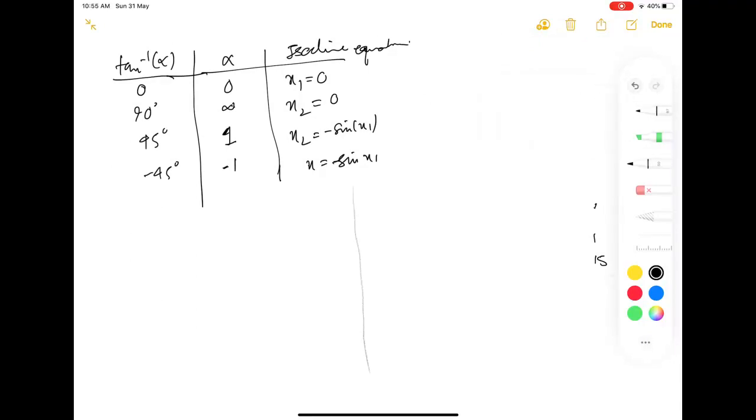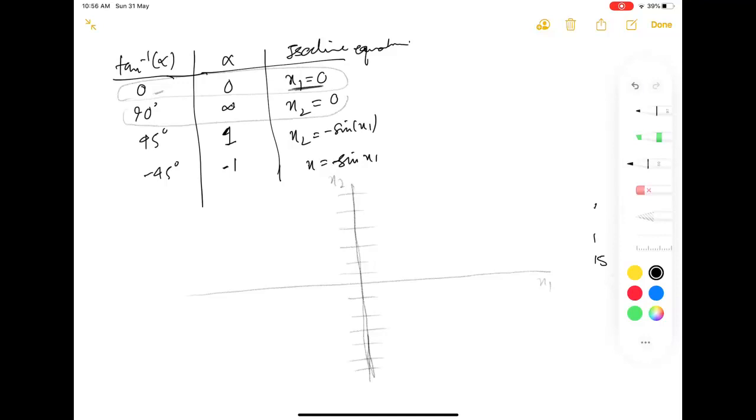So this is our phase plane, this is our x2, this is our x1. The first equation, the entry in the table, shows that for x1 is equal to 0, the intersection of the phase trajectory with the isocline is at 0 degrees. This is the x1 is equal to 0 line, the x2 axis. On this axis x1 is 0, so the intersection would be at 90 degrees.